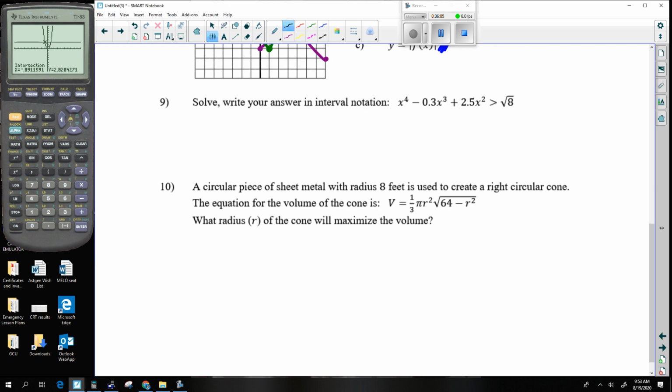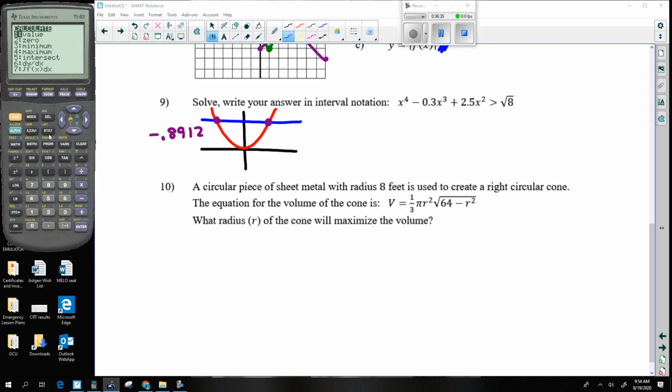Okay. So what I have right here is this graph, I have this line, and this intersection right there is at negative 0.8912 as far as the x-coordinate. This intersection I still need to find. So again, I go second, calculate, intersect. Okay, but this time I'm going to arrow more over, get my cursor to the other intersection that I want. And that intersects at an x value of 0.9520.